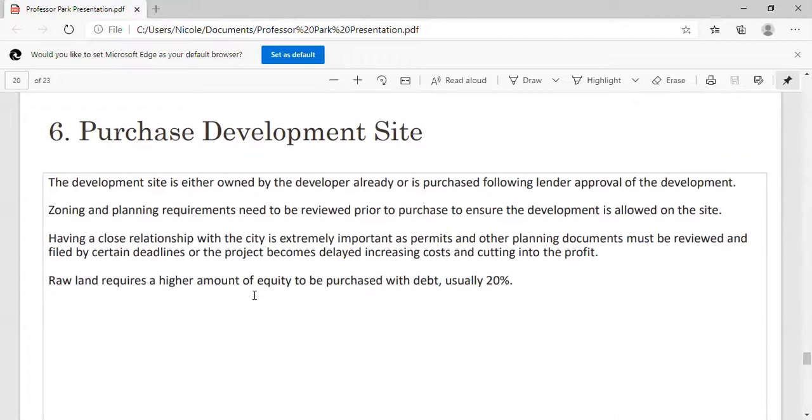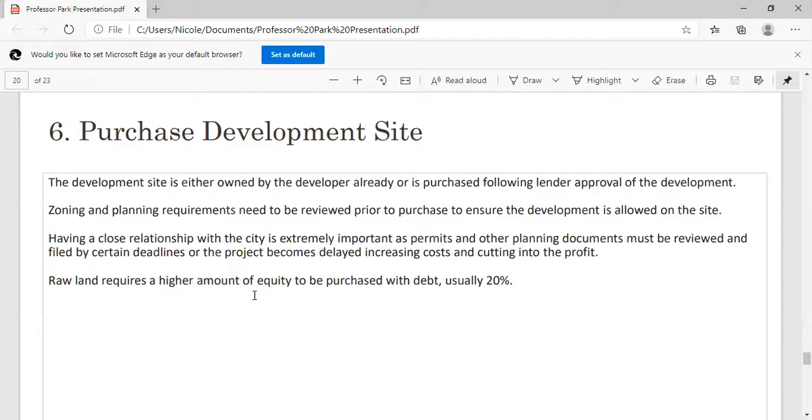So usually the development site is either purchased or is owned already. When you don't own it already, you want to look at the current zoning and planning requirements, because some areas will not allow certain types of properties to be built. So say it's zoned for residential, you can't build an office there. Those are really important things to look at. Sometimes when you do buy a property and it's already zoned one way, if you're planning on holding it for a long time, you can work with the city on changing the zoning for the property. That takes a really long time, and you have to have a very close relationship with the city.